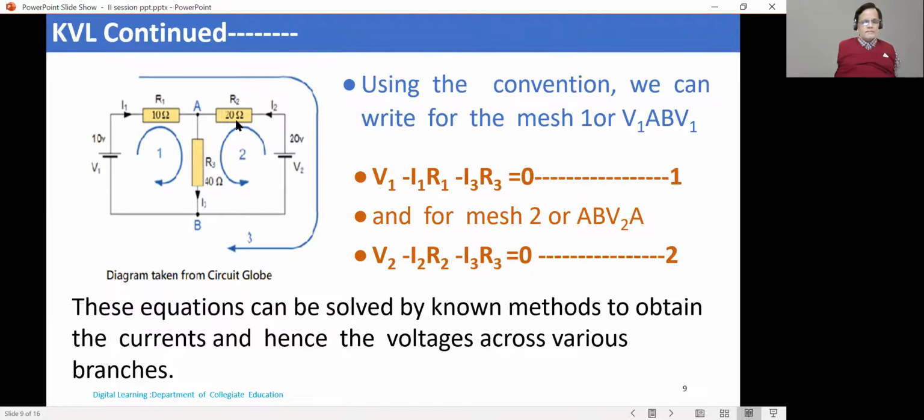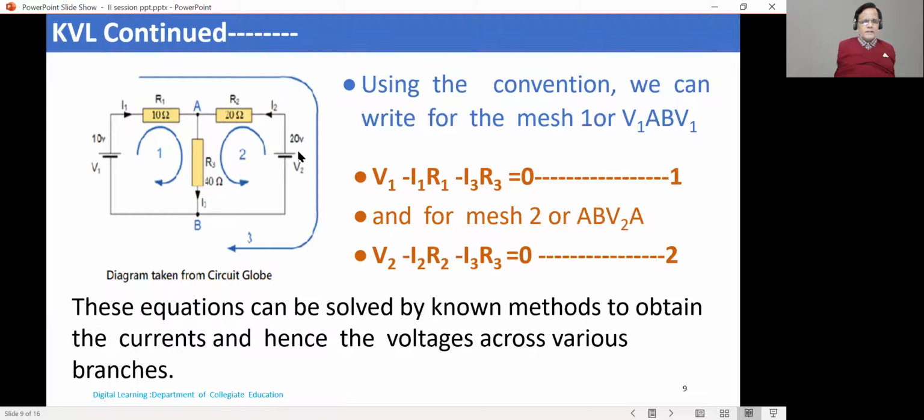Similarly, if we apply the KVL equation to the mesh 2, then I have deliberately taken the direction of traverse here to be anti-clockwise. So, let us for example take it as going from B through V2 and A, coming back to B: B, V2, A, B. Then for that mesh, as we go from B to A through the battery, we go from its negative pole to the positive. That represents an increase in voltage. So V2 is taken with a positive sign.